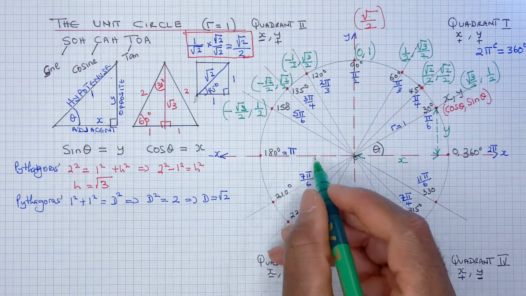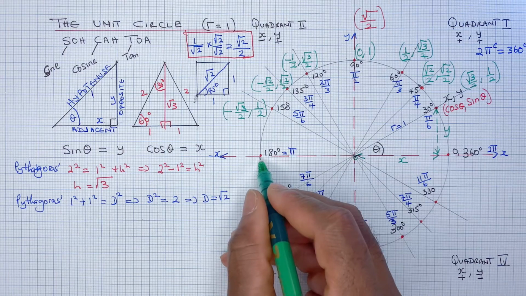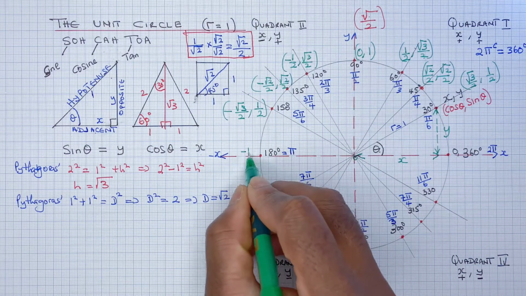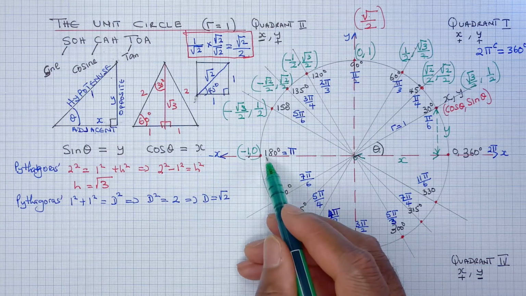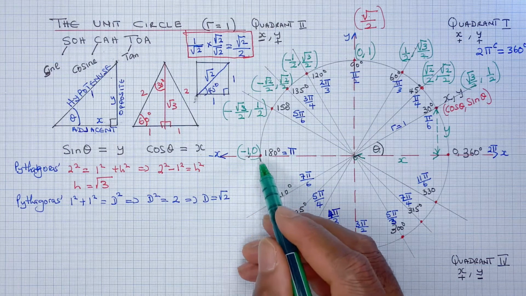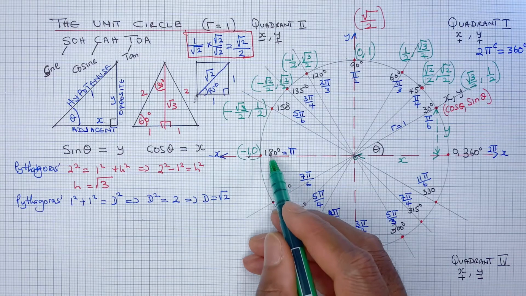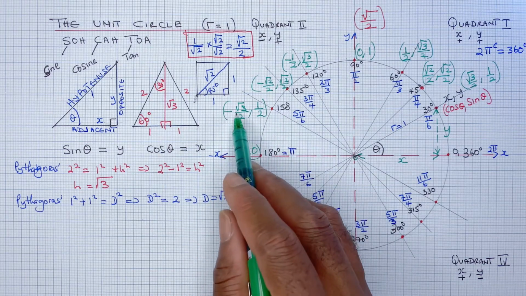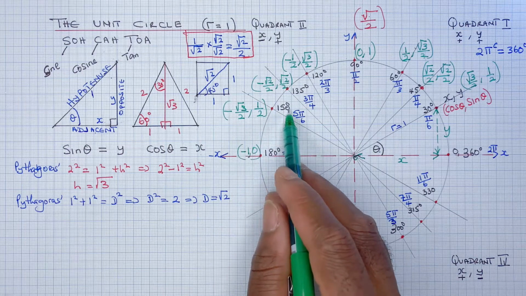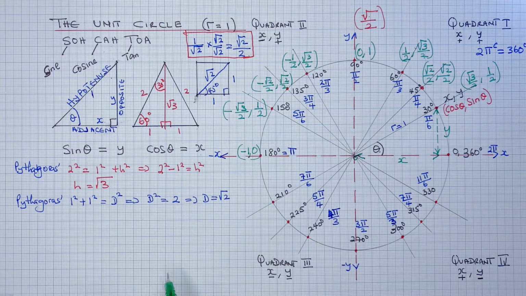For here, x is minus 1 and y is 0. So minus 1, 0. So what that meant is cos of 180 is minus 1, sine of 180 is 0. Cos of 150 is minus root 3 over 2. Sine of 150 is a half. So that's what this meant. Right.